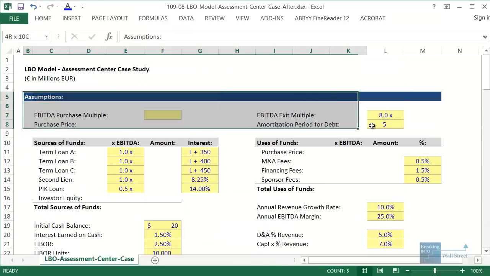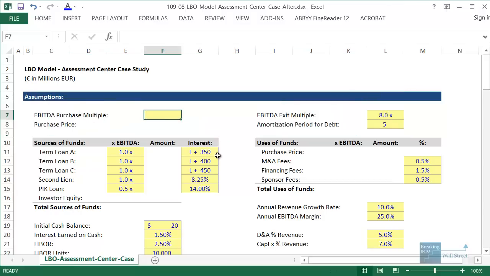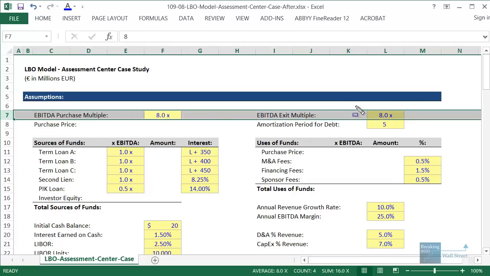For the assumptions area, remember, we have to assume something for the purchase multiple, even though the instructions said not to. We have unreliable instructions that are trying to trick us in this case. So I'm going to say 8x and keep it the same as the initial exit multiple here.